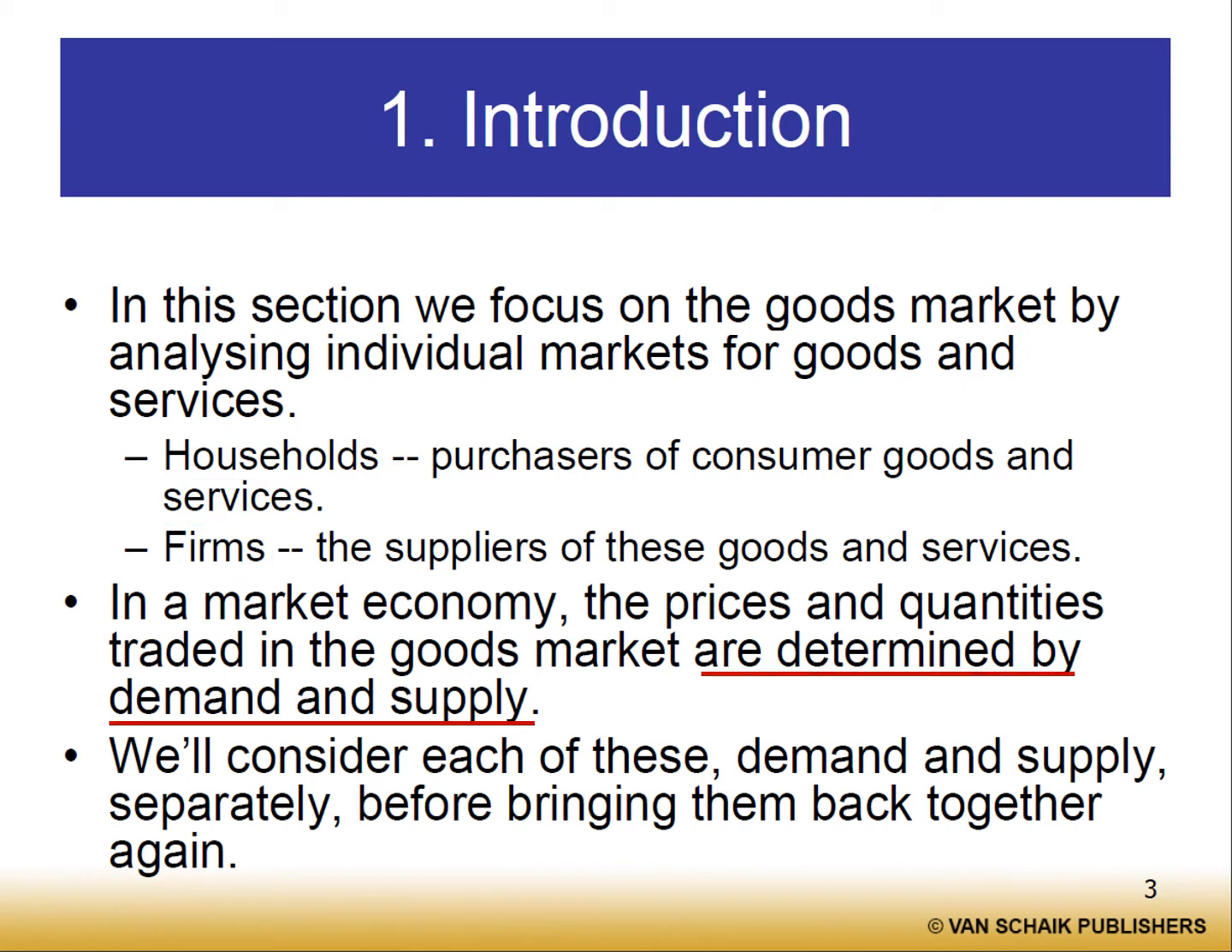Now, prices and quantities. How much gets traded in a market of a given commodity? Let's say we're interested in the market for oranges. How many oranges get sold in a given economy, in a given market, and at what price those oranges get sold at. All of this is determined by demand and supply. That is the interaction of households and firms. And we'll consider each of these, demand and supply, separately, after which we will look at them in combination and how the interaction of these two things results in an equilibrium price and quantity.